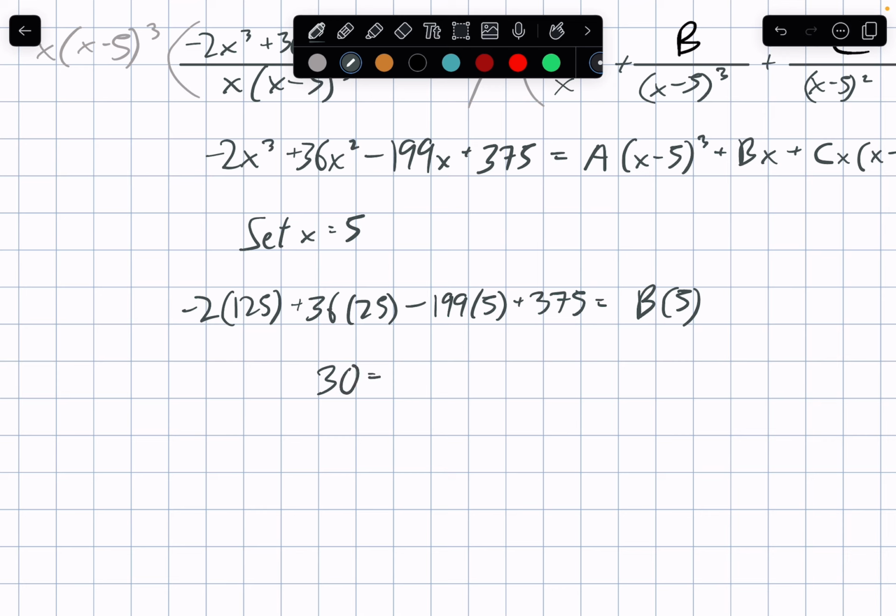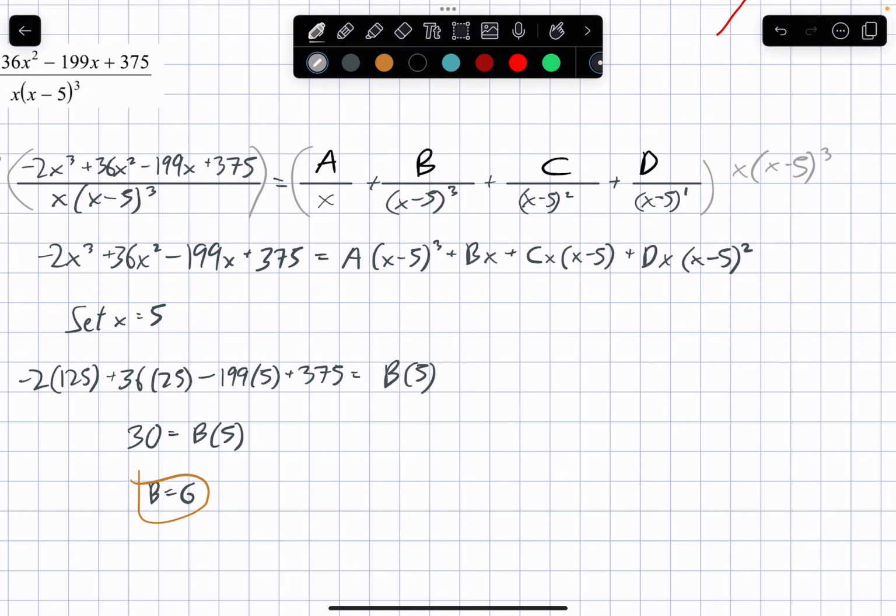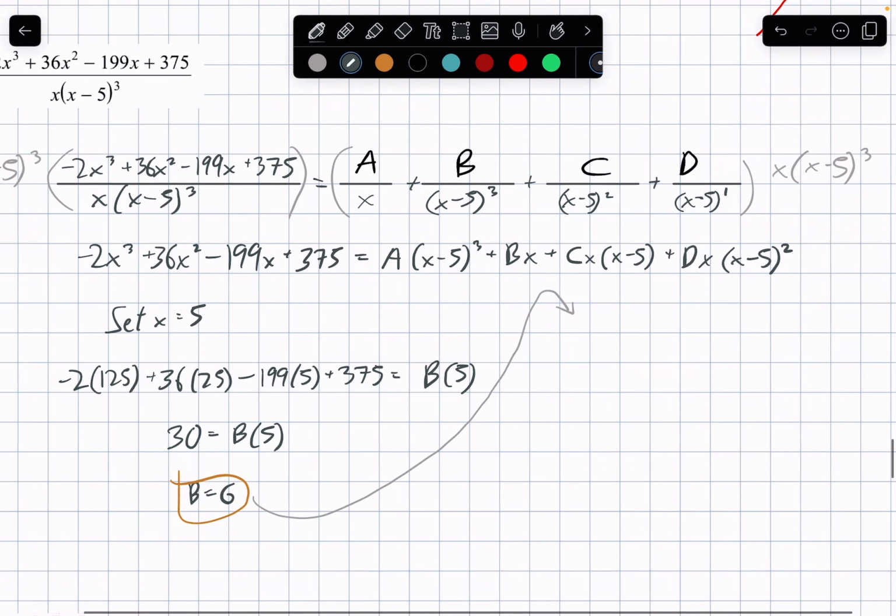Okay, 30 is equal to b times 5. B is equal to 6. We know what b is already. I don't think you can still use method 1 to find the other variables. This is where we resort to using method 2.